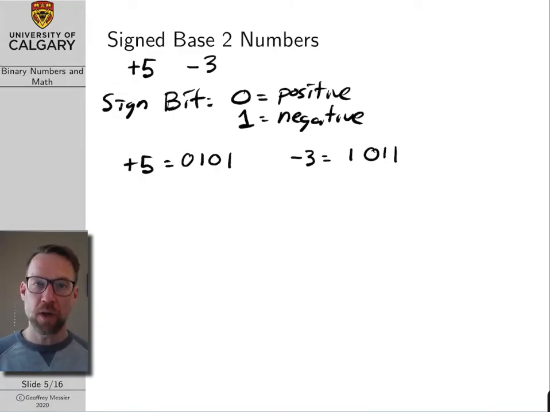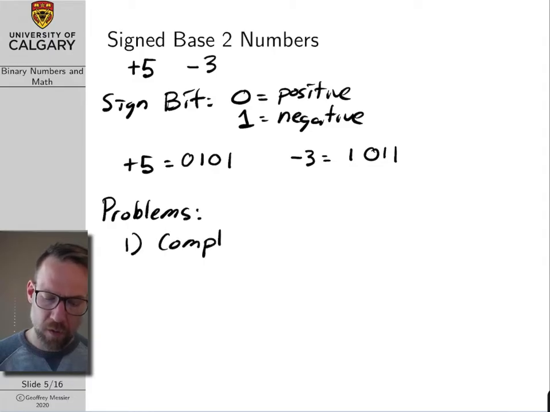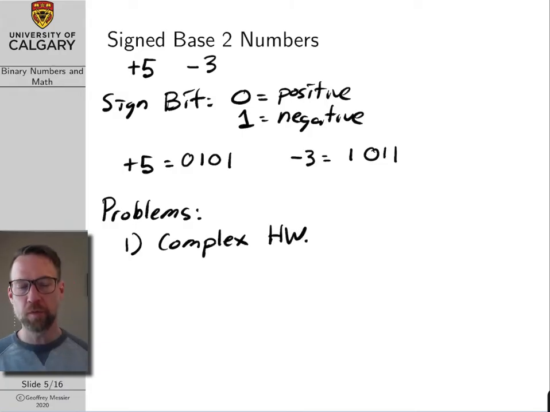But there's a couple of problems with this notation. So what are these problems? Well, the first one is complex hardware. While this number system seems kind of intuitive to us, it turns out that the digital hardware that we would have to implement to perform math with this kind of number system would be pretty complicated. And there's another scheme that we can use that's a lot simpler.